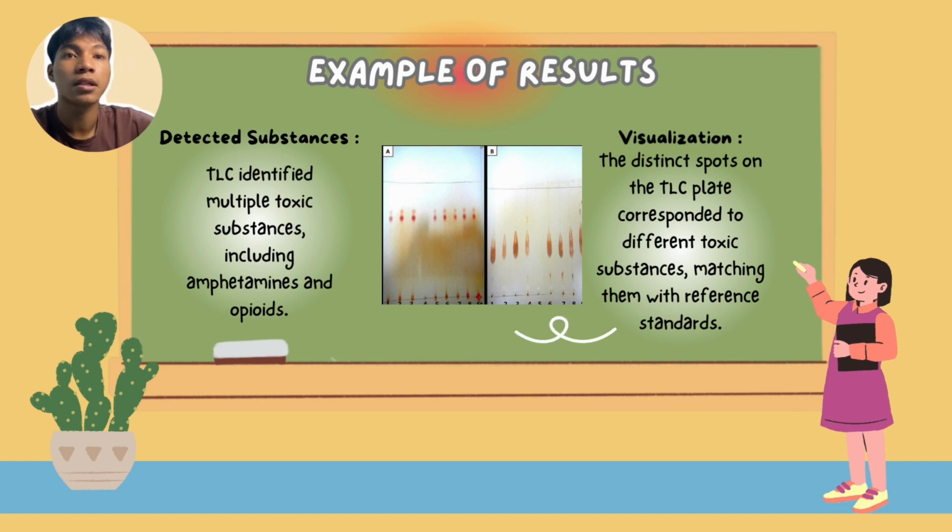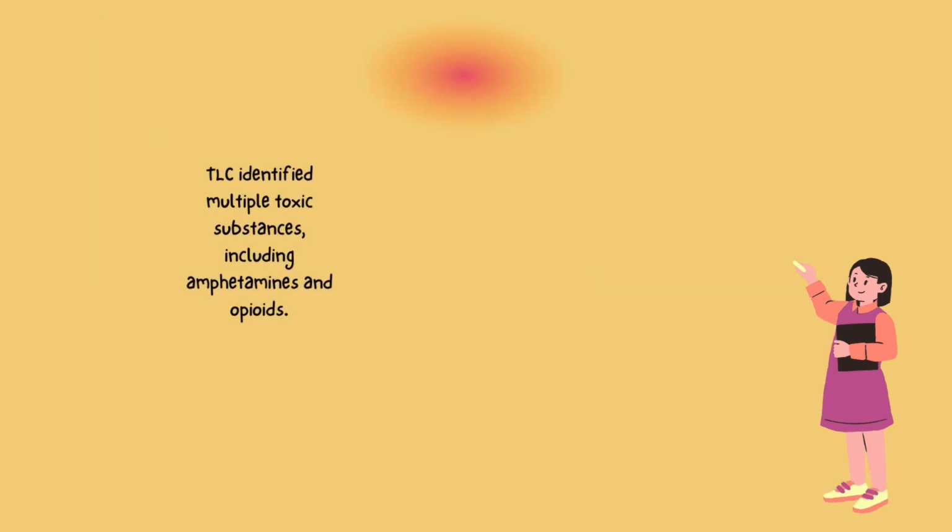The distinct spots on the TLC plate correspond to the different toxic substances, matching them with reference standards. So this example highlights the use of thin layer chromatography (TLC) in toxicology, demonstrating its ability to quickly and effectively identify toxic substances in biological samples. TLC remains a critical tool for preliminary toxicological screening, offering rapid and reliable results.